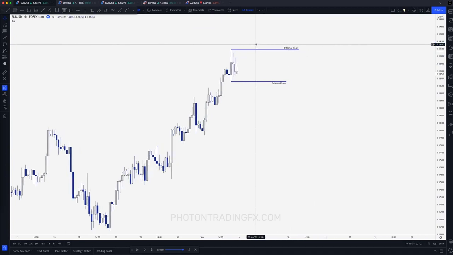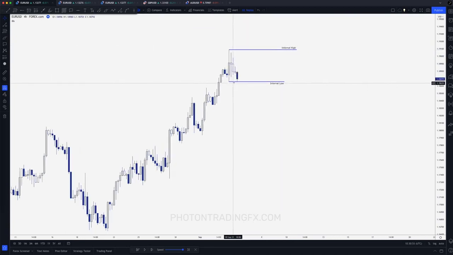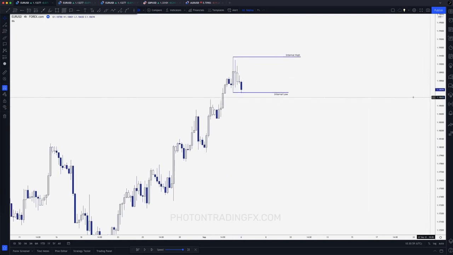Now we've pulled back, nothing's happening. Now we have taken out that internal low. Remember, all I need is a wick break to form a lower low. So now the internal structure for me has switched bearish. This is what I call a change of character. Now price has pulled back to form a lower low. Where is my new internal high? Well, it's the nearest point from where this movement is.